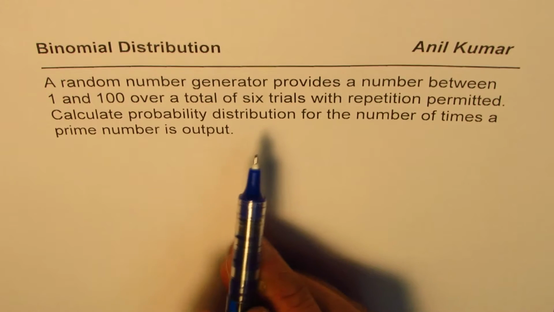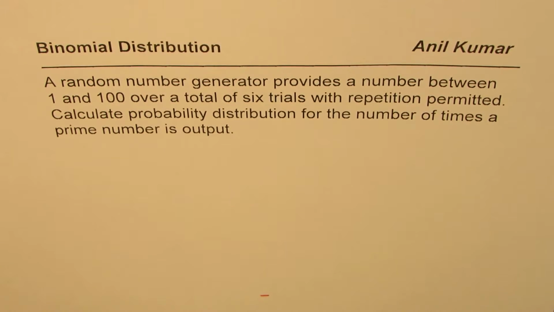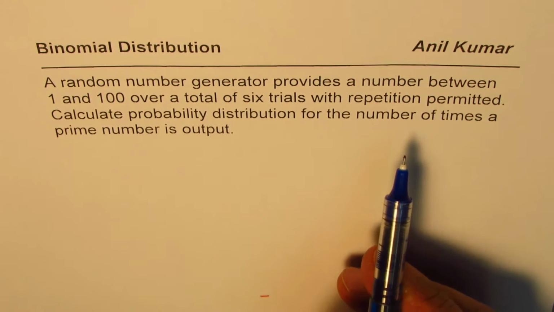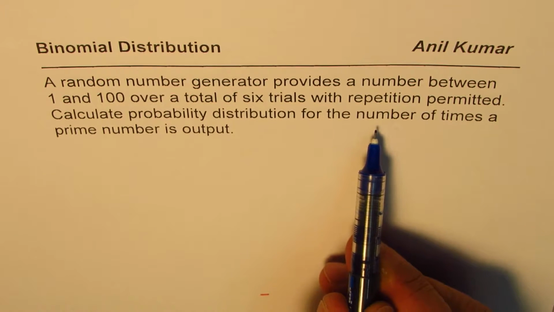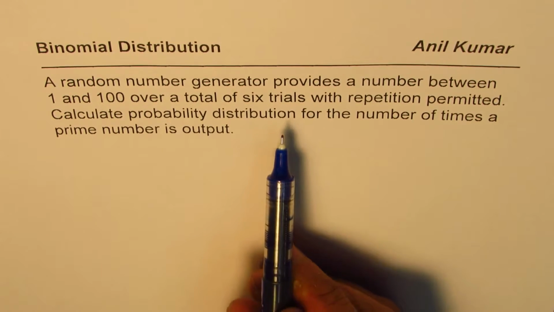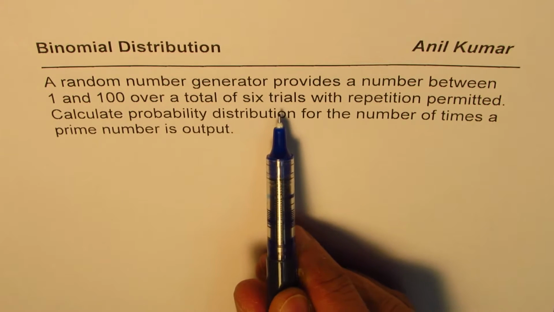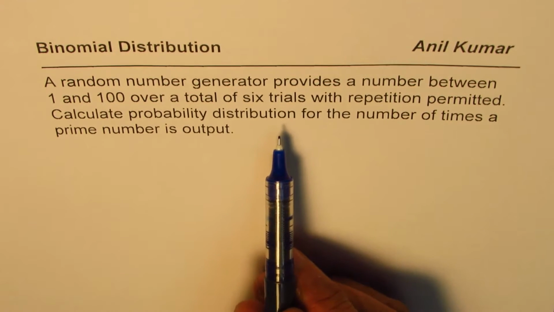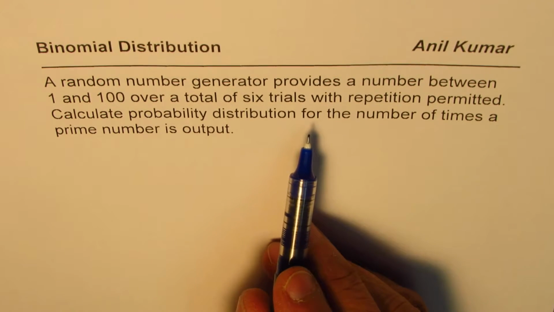Now, in this case, we are generating numbers randomly, so that is the experiment being performed. In this experiment, if we get a prime number, it will be treated as success. If not a prime number, a failure. So we have two options. Every trial is independent since the numbers can be repeated, right? So we have 6 Bernoulli trials, and this is a candidate for binomial distribution. I hope you understand why binomial distribution is used in this particular case.